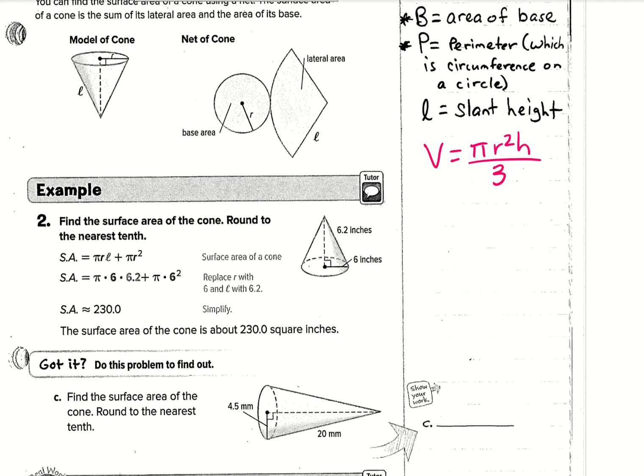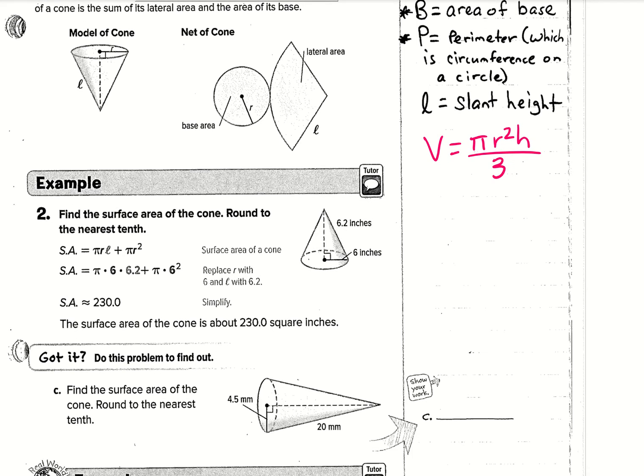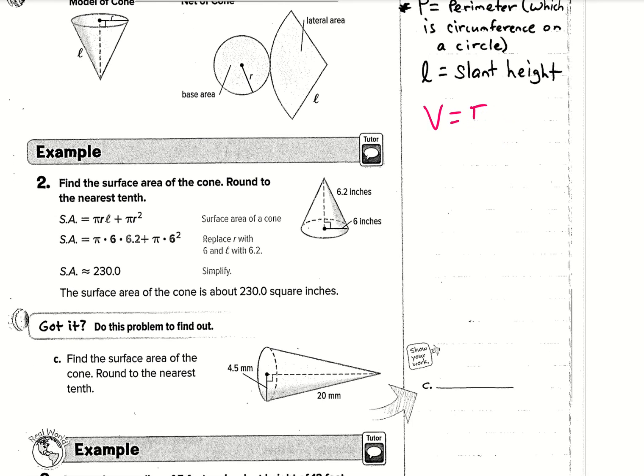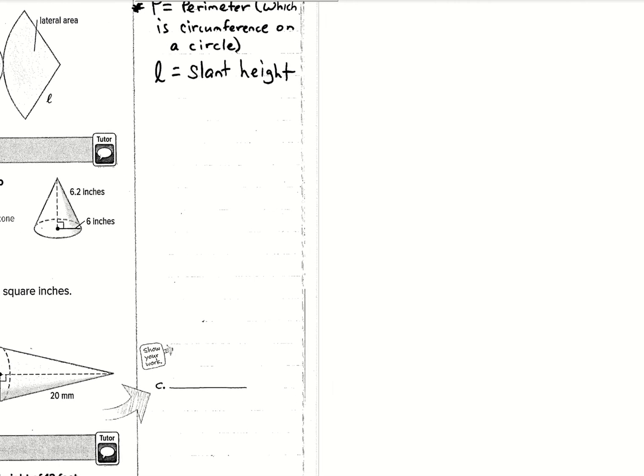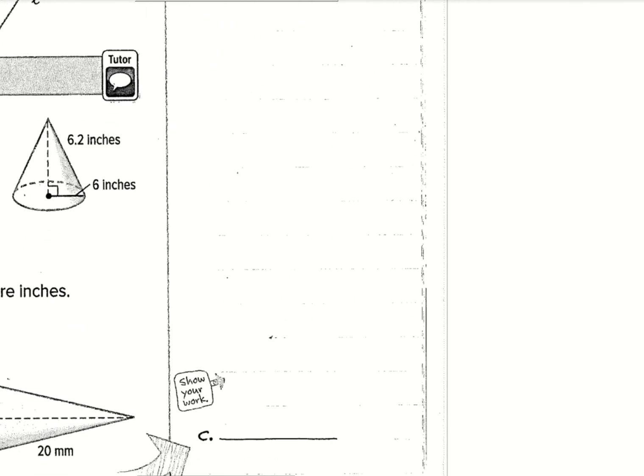Okay, so let's go ahead and look at this example 2. I'm going to go ahead and erase this for now. If you need to write that down, you can rewind and get back to it. But for number 2, it says find the surface area of the cone, round to the nearest tenth. We won't worry about the rounding so much. We're just going to look at this right here.